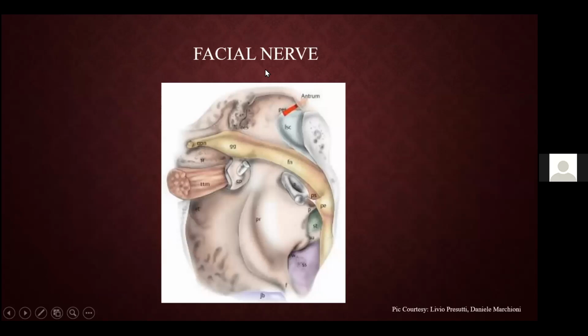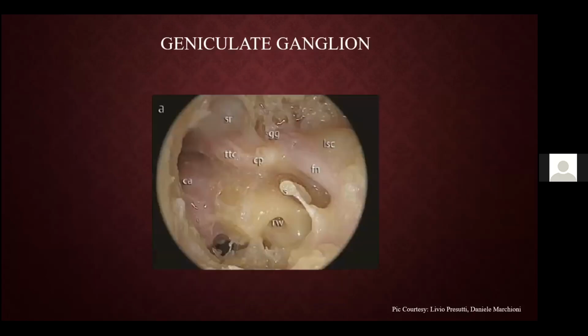So the last very important component of the endoscopic anatomy of the middle ear is the facial nerve. I'll discuss all the parts of the facial nerve which are seen in the middle ear. So first, the geniculate ganglion, which is the lateral limit.